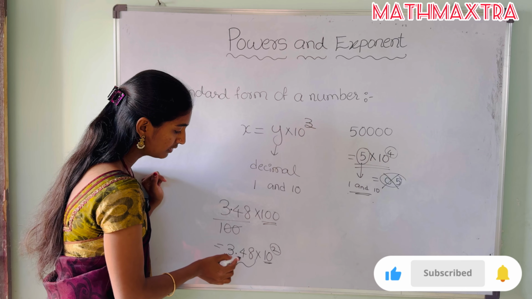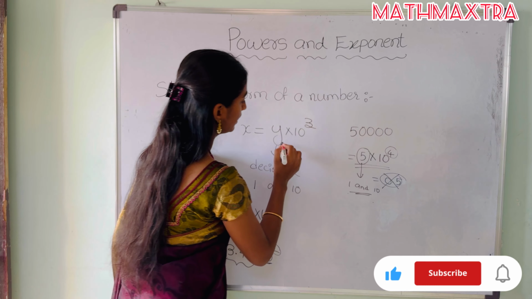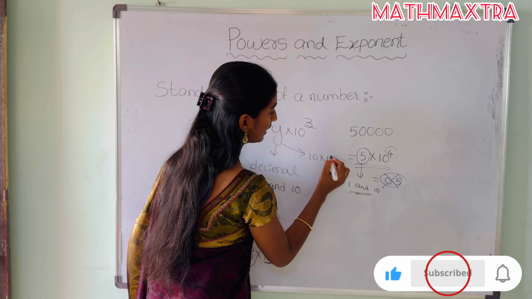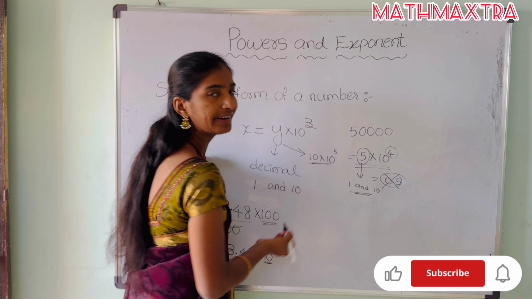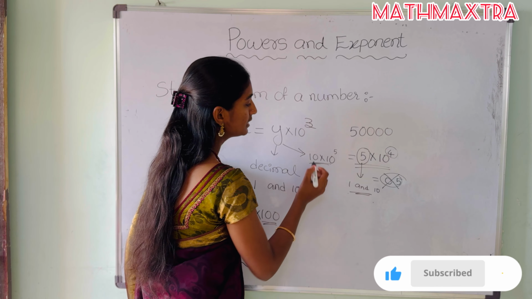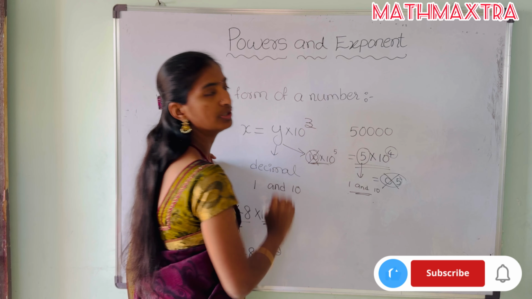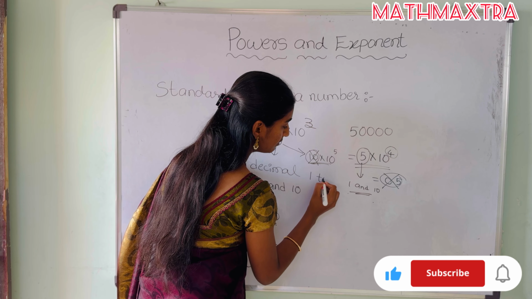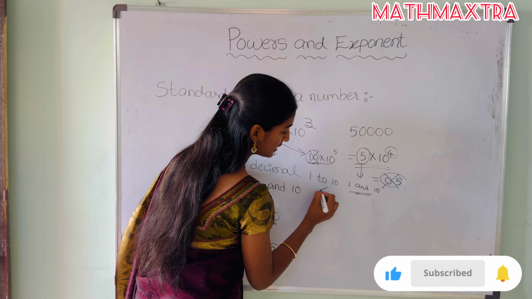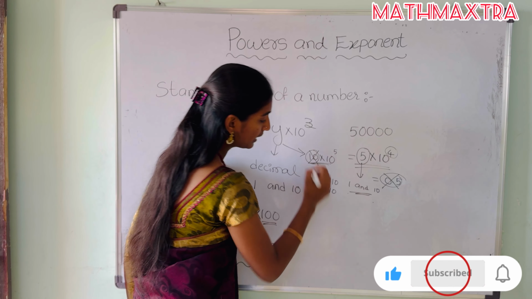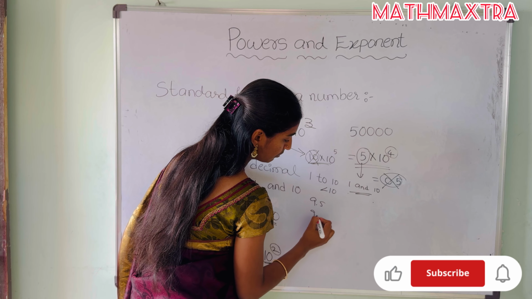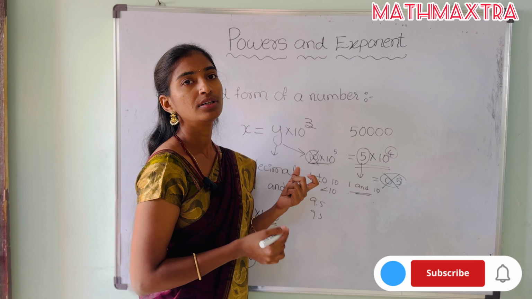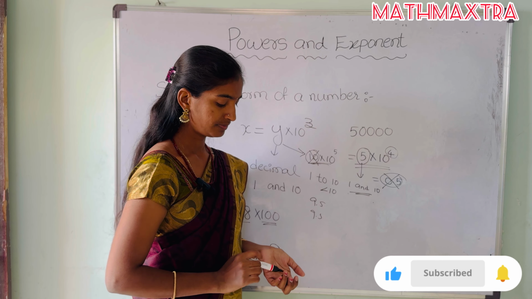If in the place of y, we get 10 into 10 power 5, is this in the standard form? No, because this value should not be equal to 10. This must be a decimal number between 1 and 10, means it must be less than 10. You can have 9.5, 9.3 depending upon the number, but it should not be equal to 10. Yes, now you understand? Thank you.